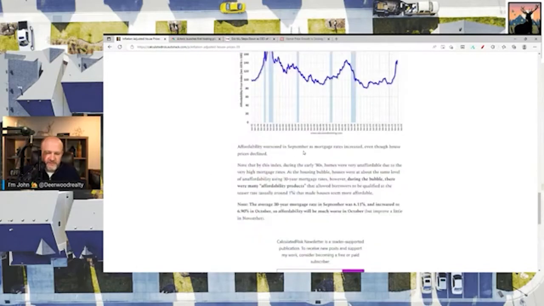Affordability worsened in September as mortgage rates increased, even though house prices declined. So what this means is, look, even if house prices go down, if mortgage rates go up, your affordability is still going to be lower.